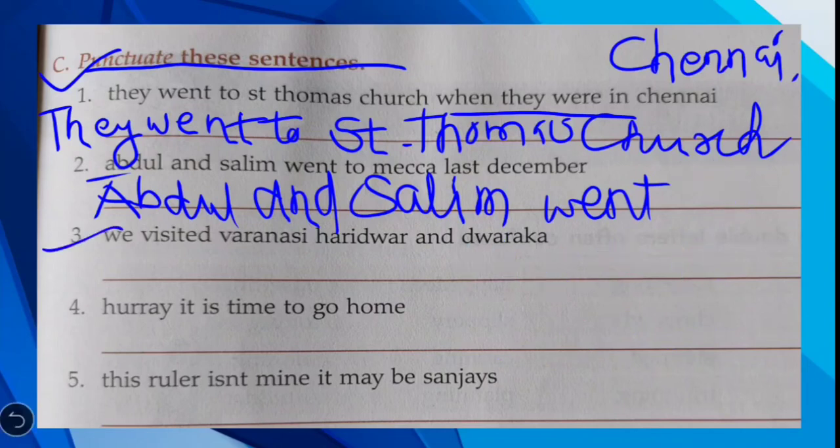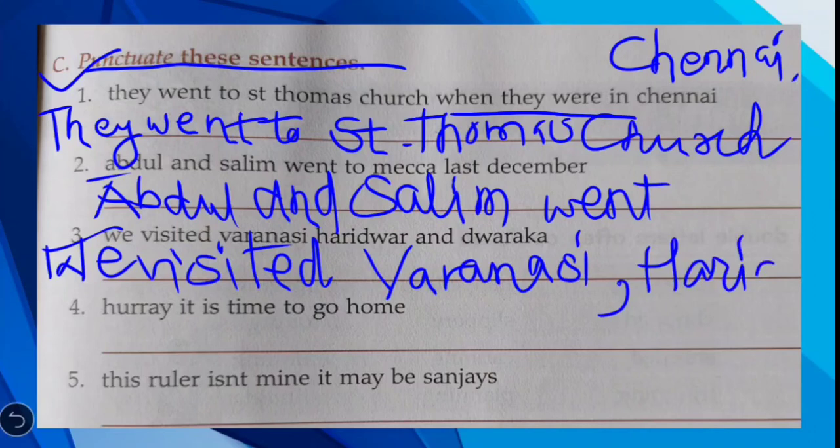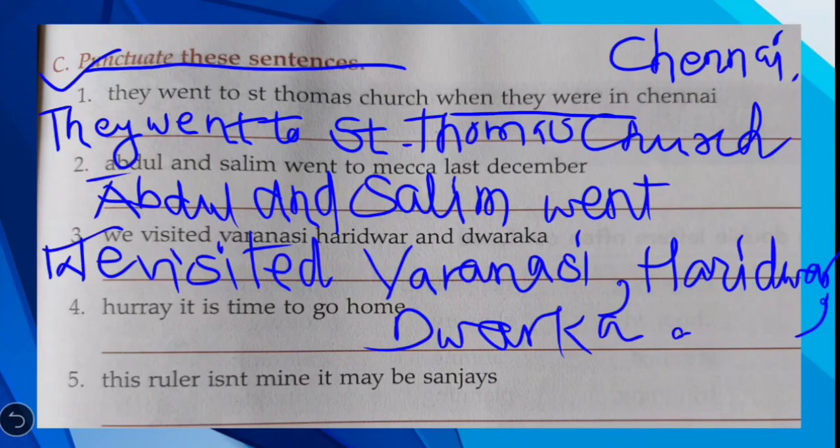Now look at the third one. We visited Varanasi, Haridwar and Dwarka. We, first your sentence starts with a capital letter, so W capital. Visited. Varanasi is the name of a city. V capital. Put a comma, Haridwar, H capital. After Haridwar, we have to put a comma. Then Dwarka, D capital. And last, we have to put a full stop.